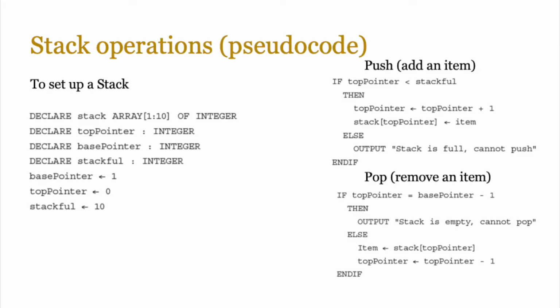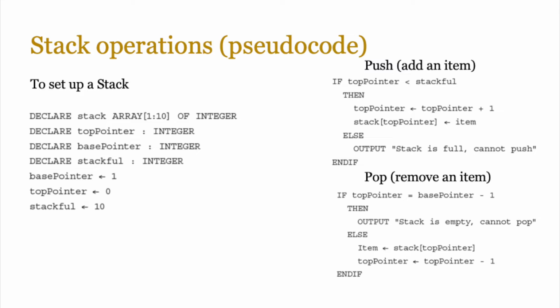Now on screen, you will see some stack operations in pseudocode. How do you set up a stack? Well, you set up an array in this case of 10 values of integer type. We then declare our top and base pointers. We have a stack full, which is a variable that contains the length of that particular stack.